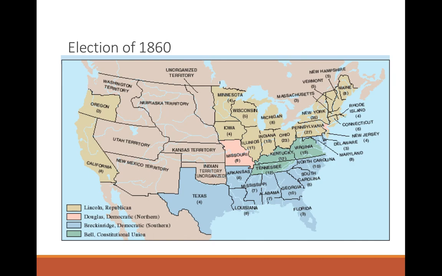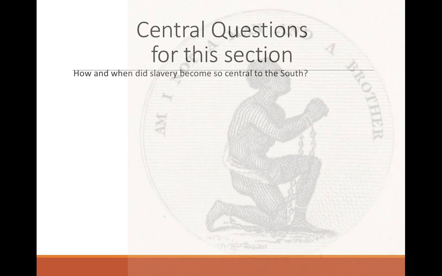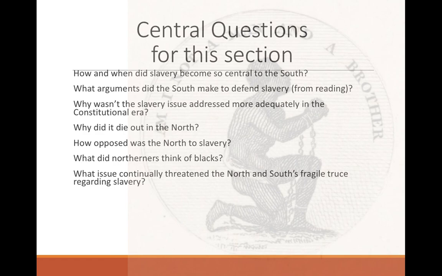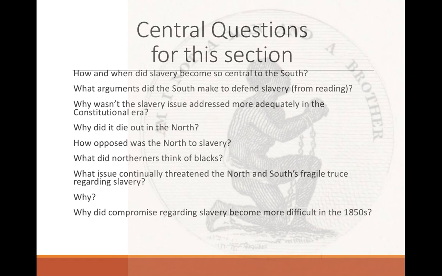That's the map of the election of 1860 that you drew for homework. Just to remind you of the central questions. How and when did slavery become so central to the South? What arguments did the South make to defend slavery? Why wasn't the slavery issue addressed more adequately in the Constitution? Why did it die out in the North? How opposed was the North to slavery? What did Northerners think of blacks? What issue continually threatened the fragile truce? Why? And why did compromise regarding slavery become more difficult in the 1850s?